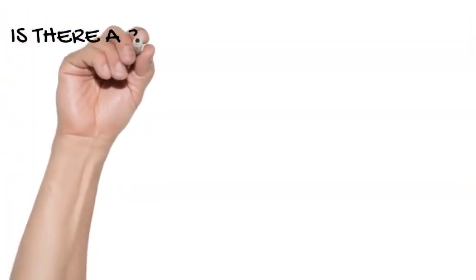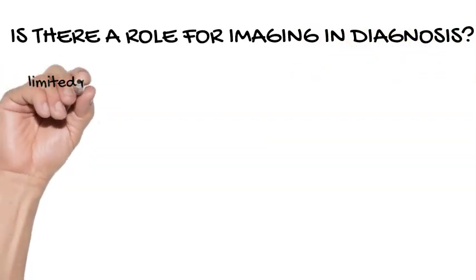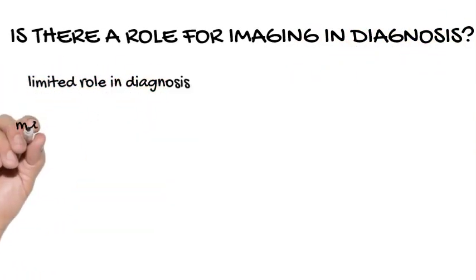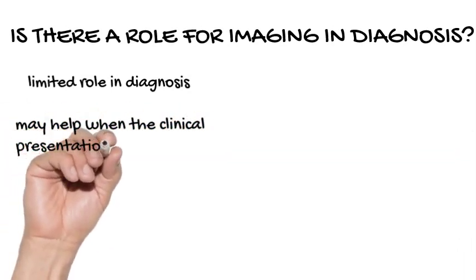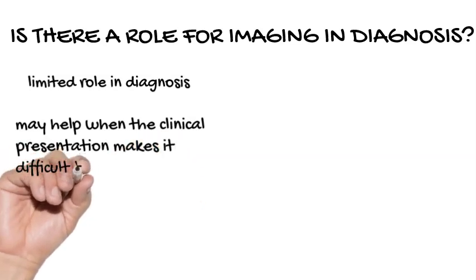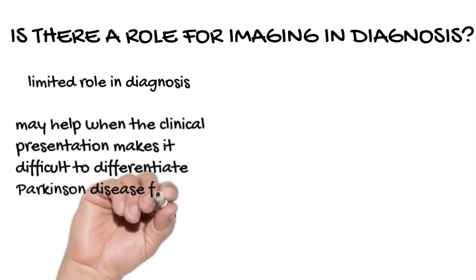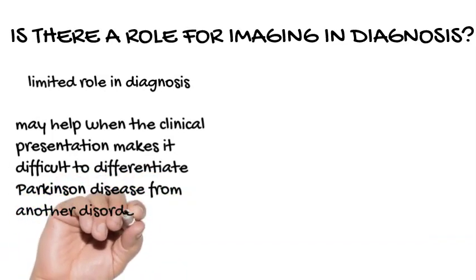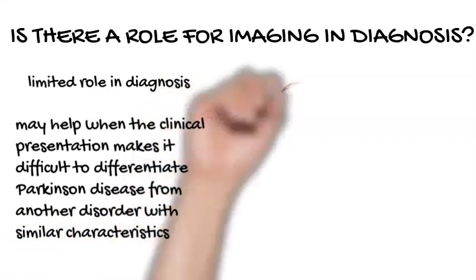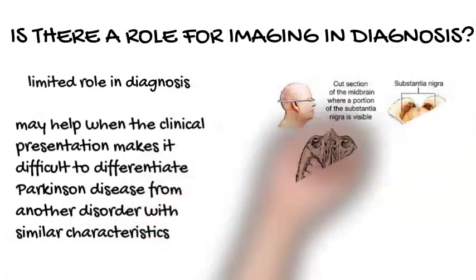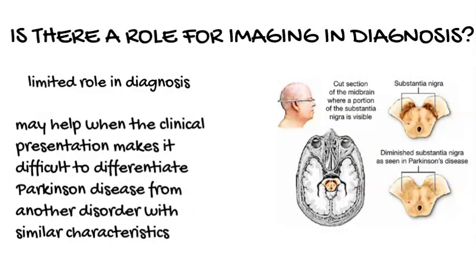Is there a role for imaging in diagnosis? Imaging plays a limited role in diagnosis and should not be used routinely. Imaging may help when the clinical presentation makes it difficult to differentiate Parkinson's disease from another disorder with similar characteristics. For example, limited quality studies indicate that magnetic resonance imaging may help differentiate the disease from progressive supranuclear palsy. Better data support using single photon emission computed tomography to distinguish the disease from essential tremor.